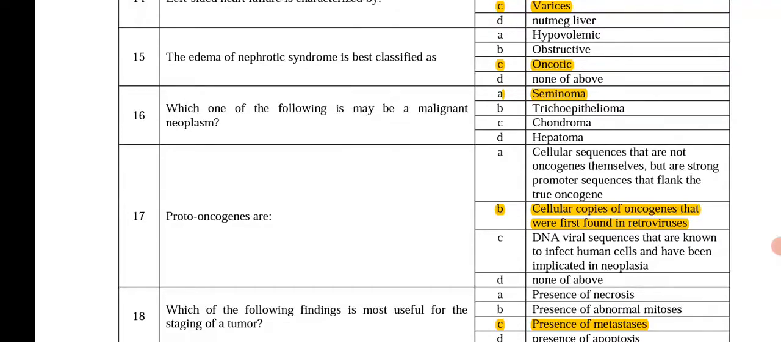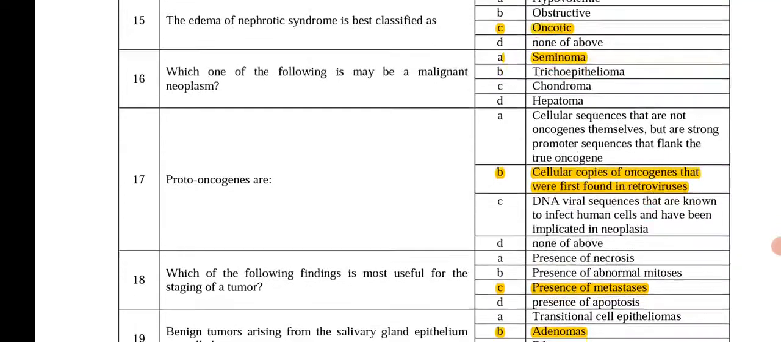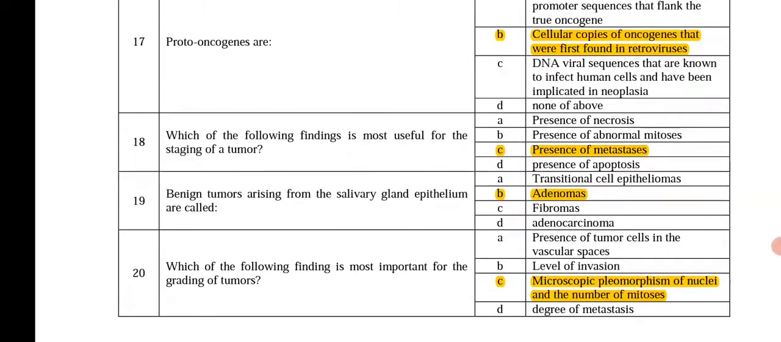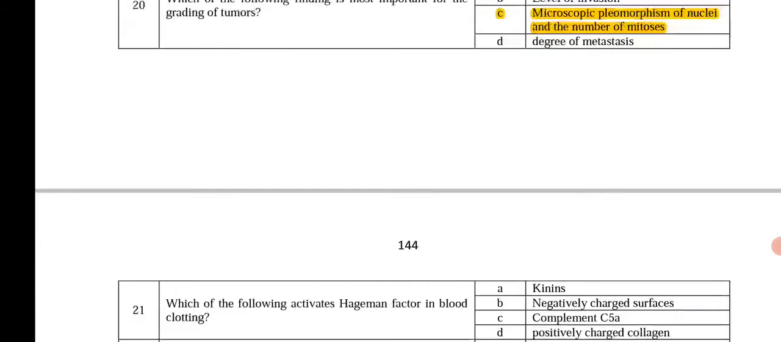Proto-oncogenes are cellular copies of oncogenes that were first found in retroviruses. Which of the following is most useful for staging of tumor? Presence of metastasis. Benign tumors arising from salivary gland epithelium are called adenomas. Which of the following findings is most important for the grading of tumors? Microscopic pleomorphism of nuclei and the number of mitoses.